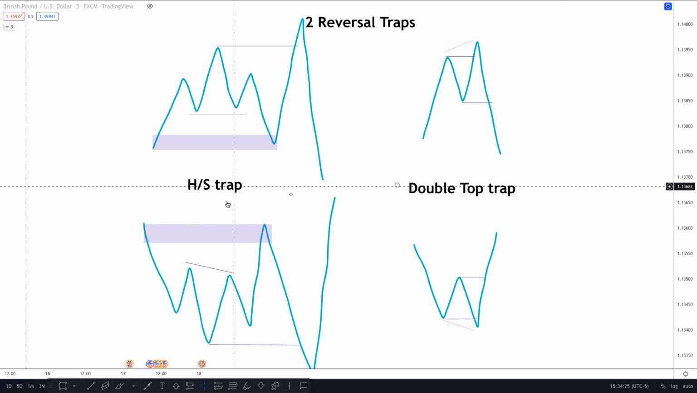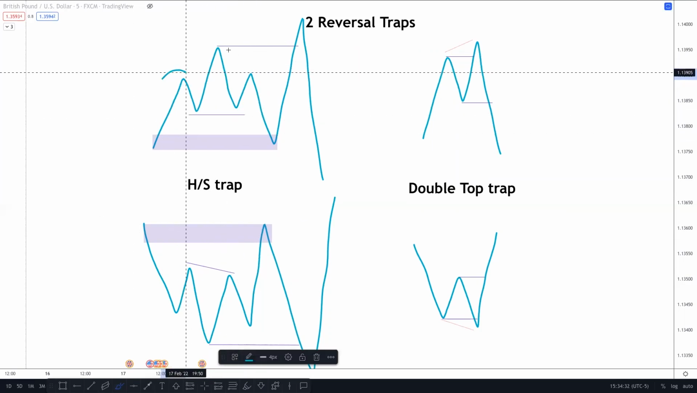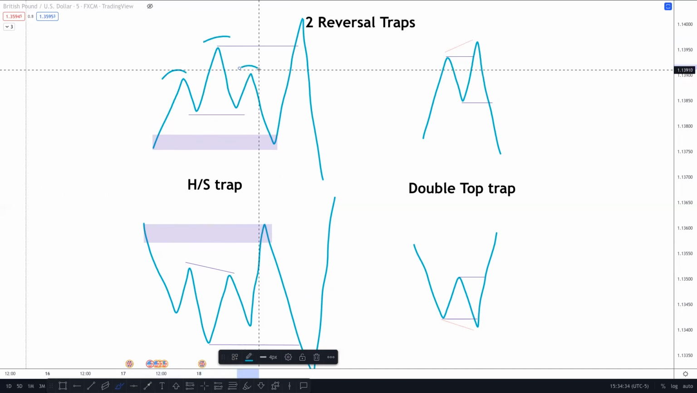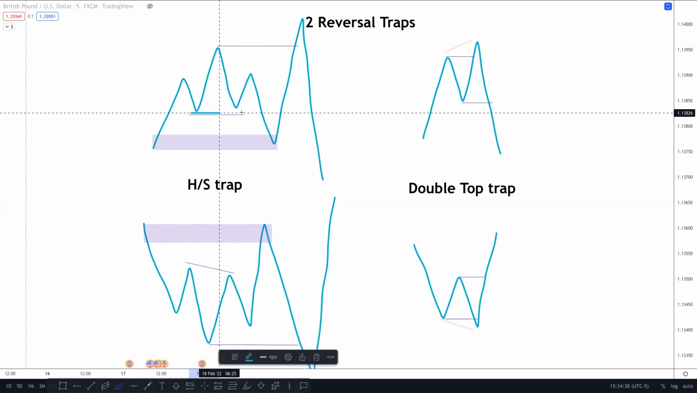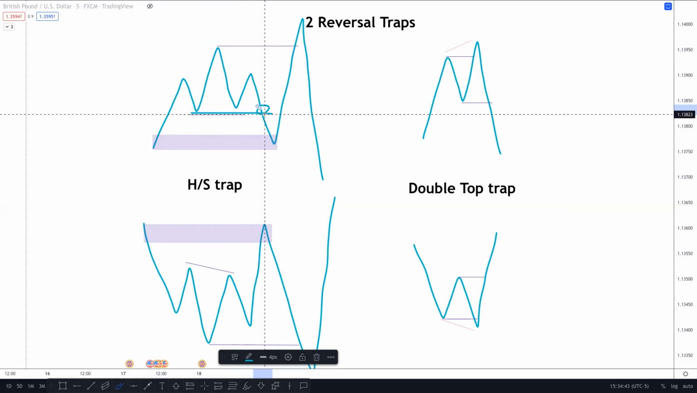So a head and shoulders. What is a head and shoulders? It looks like a head and shoulders, right? So there's a left shoulder, a head, and then a right shoulder. And what is most of retail doing? Most of retail are selling right here at the neckline. This is where sell stops are getting hit for head and shoulders traders.